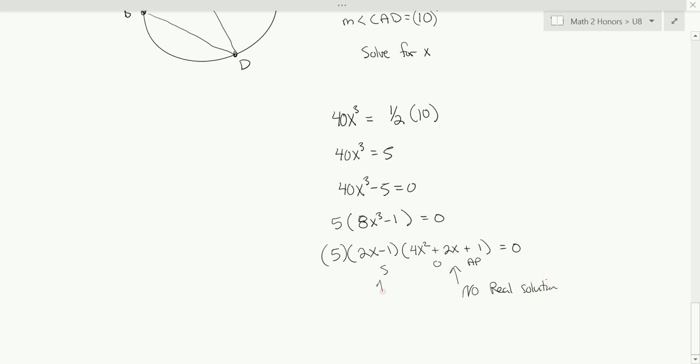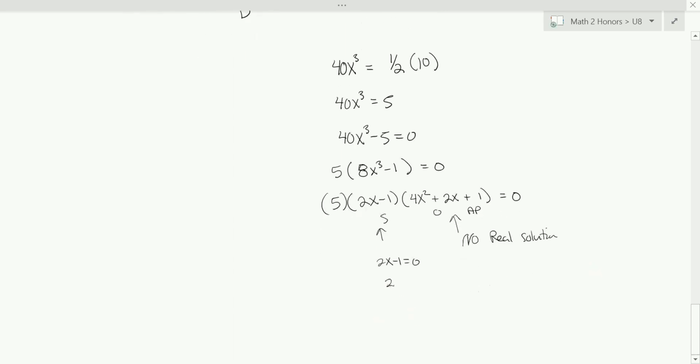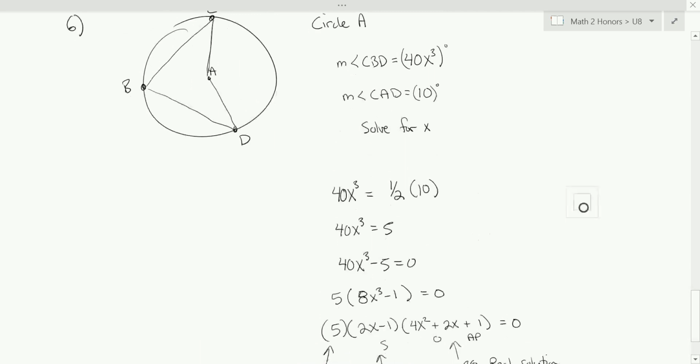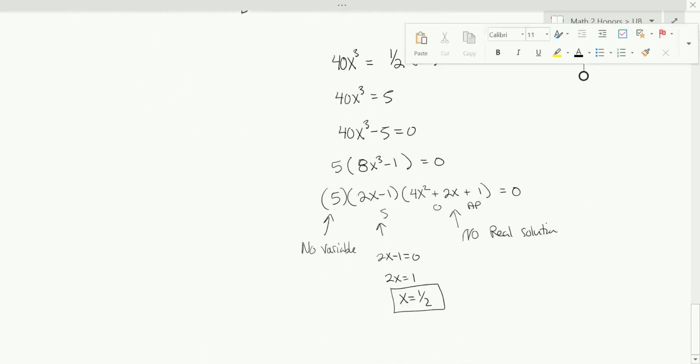My middle factor, I could take 2x minus 1, set that equal to 0, and solve. I get 2x equals 1, so x is 1/2. And how about my first factor? There's no variable, right? So I can't solve for anything. So if there's no variable, you're going to ignore it. So the only one that really applied is the middle factor. And we got 1/2. And then you just check, make sure, does that make sense? Could we use it? And it will work out. So good.